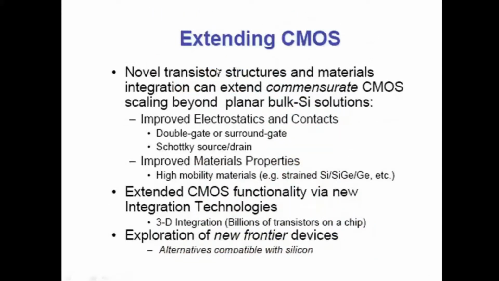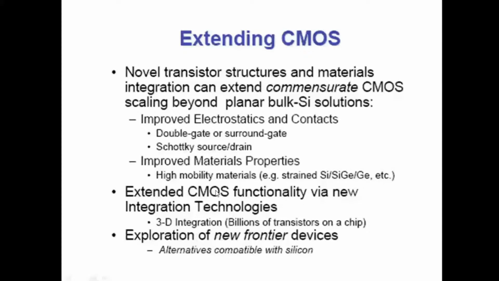So now the major question that we have is extending CMOS, and what are the alternatives to CMOS. Let us see how we first extend the CMOS to smaller technology nodes. We need to use novel transistor structures and material integration for scaling planar bulk silicon MOSFETs. In order to improve the electrostatics and the contact resistance, a double gate structure can be used, or a surround gate structure. Instead of having a doped source drain, we can have a Schottky source drain. For the channel engineering, we can have high mobility material like strained silicon, silicon germanium, germanium, etc.